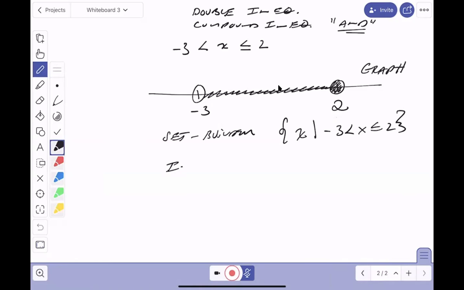Now let's put down intervals. What does it start? -3. What does it stop? 2. -3 is on the left. It doesn't touch it. Left parenthesis. That's an open. And 2 is on the right. It's a right square bracket. It's closed. All right. Intervals.